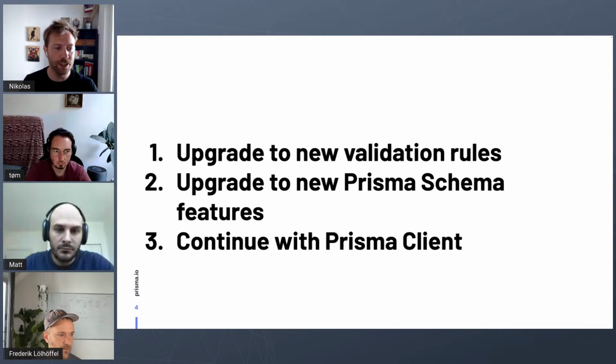Okay, so with validation rules, Frederick, you mean these red squiggly lines that might appear in the Prisma schema. So if I just upgrade to Prisma 4 and all of a sudden I have red squiggly lines in my Prisma schema that weren't there before, it's because I'm violating some of the newly introduced validation rules.